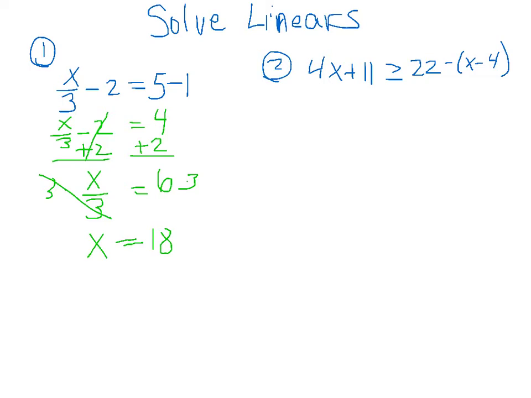Again, you can always go back in and plug in your answer. So if we have 18 divided by 3, which is 6, minus 2 is 4. So we end up with 4 as an answer on the left-hand side. 5 minus 1 is 4, so we get 4 to equal 4. We know that x is equal to 18.